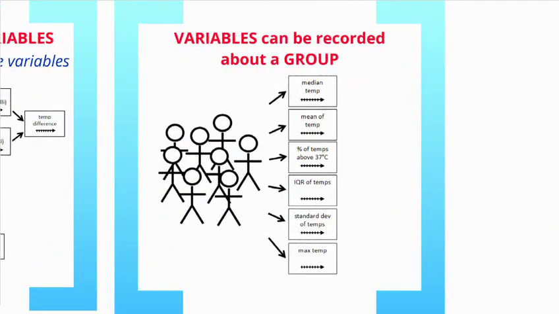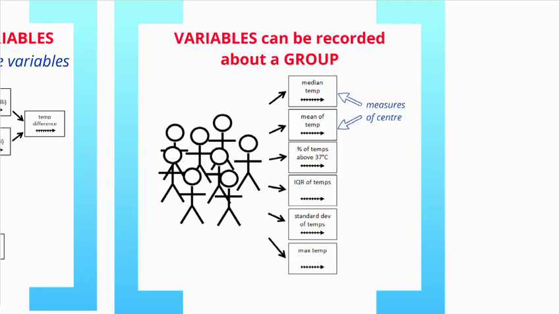Variables don't have to be recorded about individuals, they can be recorded about a group. You might have a group of eight individuals, and instead of just recording information about each person, I can combine that information to create other things. So that group of people, I could write down the median for the whole group. I could write down the mean for the whole group. I could write down the percentage of the temperatures that are above 37 degrees. I could write down the IQR of the temperatures. I could write down the standard deviation of the temperatures, which is another measure of spread. I could write down the maximum temperature. All of those bits of information don't belong to any one person, they belong to the whole group of people.